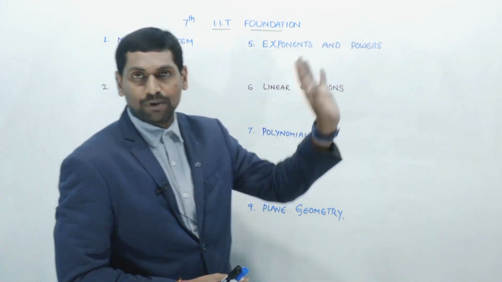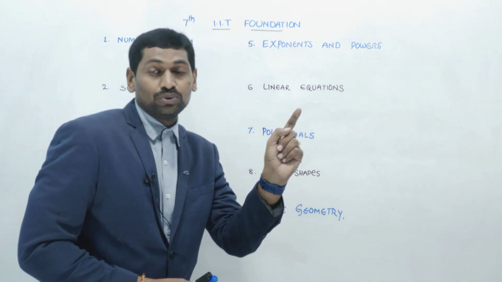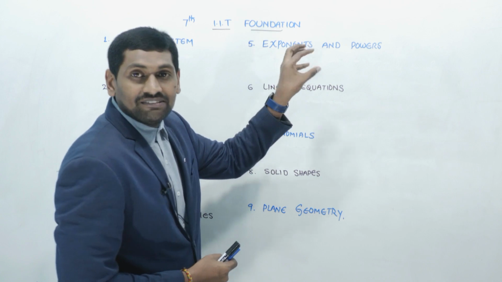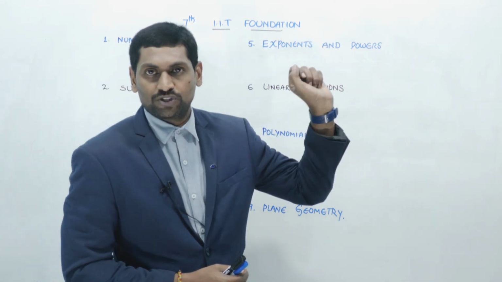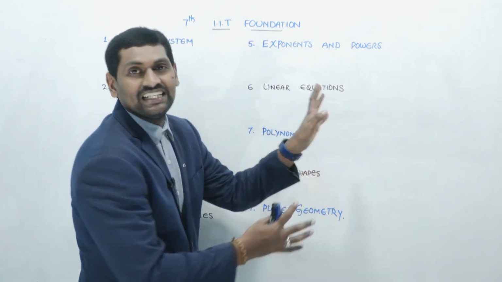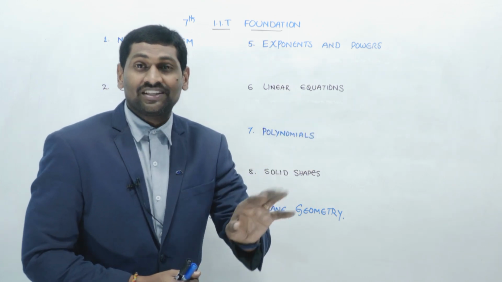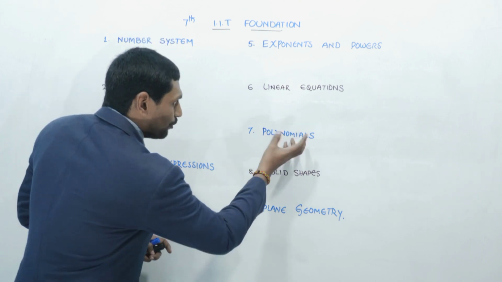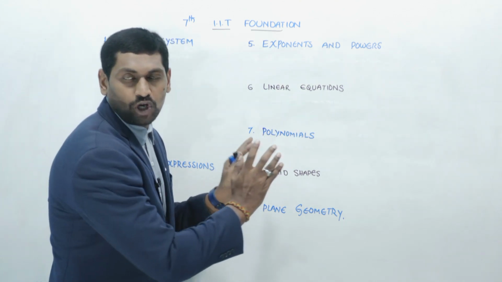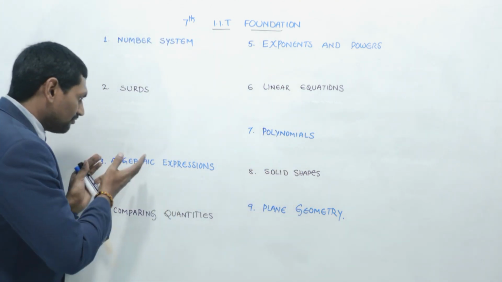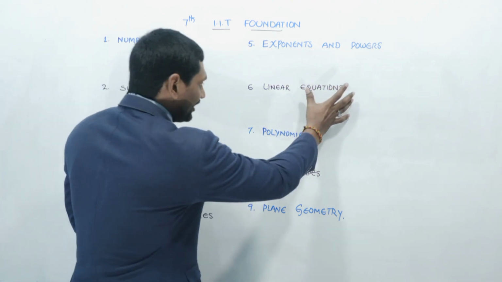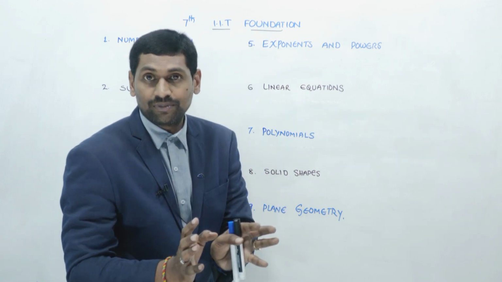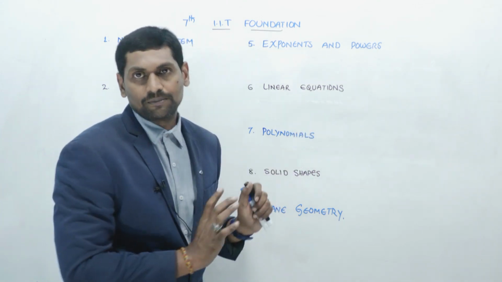Next, exponents and powers, including how to write the scientific notation of a number. Then the sixth one is linear equations. Linear equations is also an algebra topic. Next, polynomials. This also belongs to algebra. So algebraic expressions, linear equations and polynomials, these three topics are covered from the branch of mathematics called algebra.